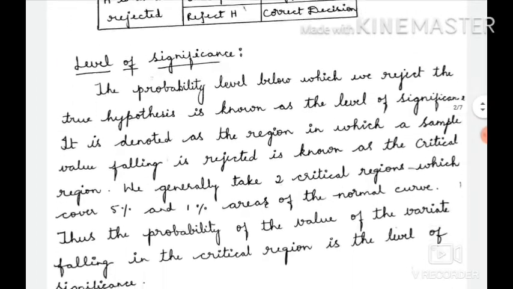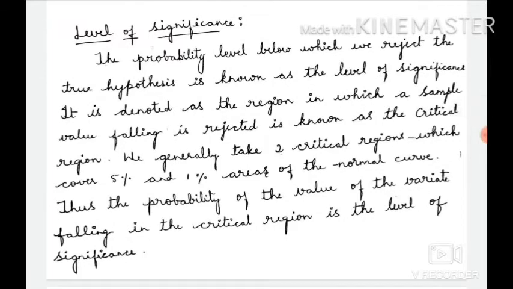The next is the level of significance to be understood. We need to note that the level of significance is the complement of the confidence level. So we first understand what confidence level means. The confidence level is the percentage of confidence with which we can say that the null hypothesis is actually true or can be accepted. So the complement becomes the level of significance. It is actually the region in which the sample falling is rejected and is also called critical region.